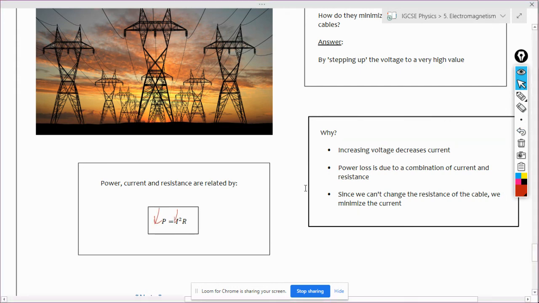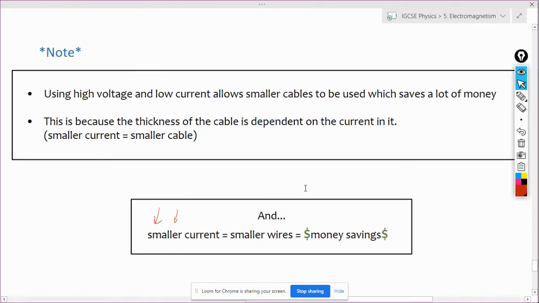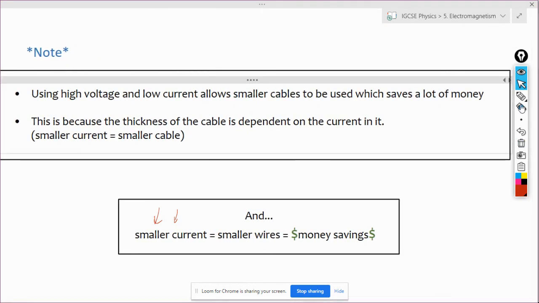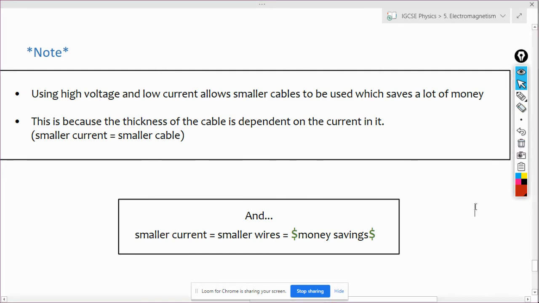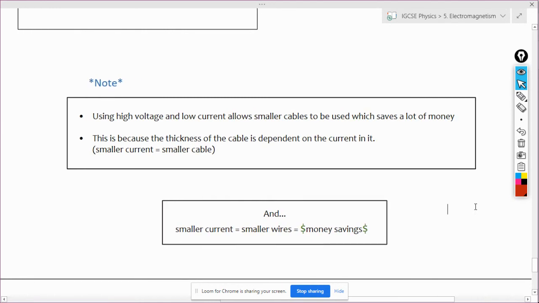Okay, just a little note here. Why do they want to reduce power loss? Well, the biggest reason is money savings. You don't want to waste electricity. You want to sell electricity and turn it into money.